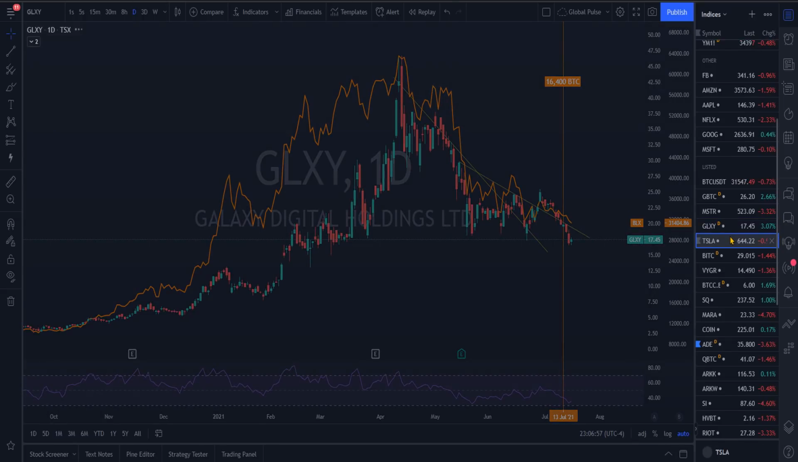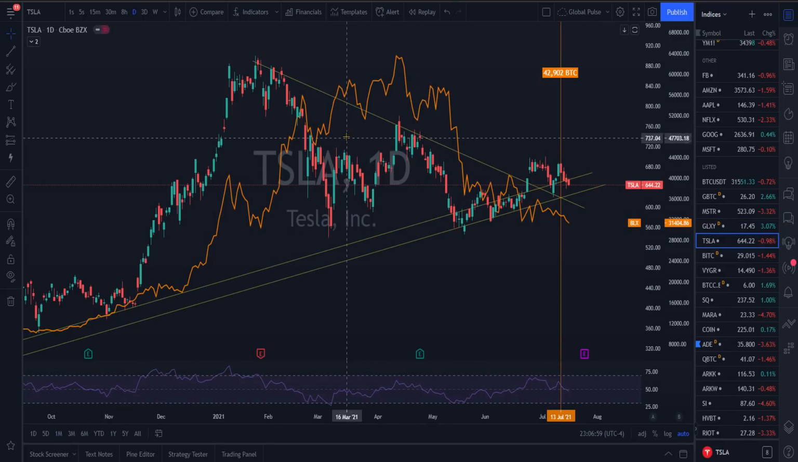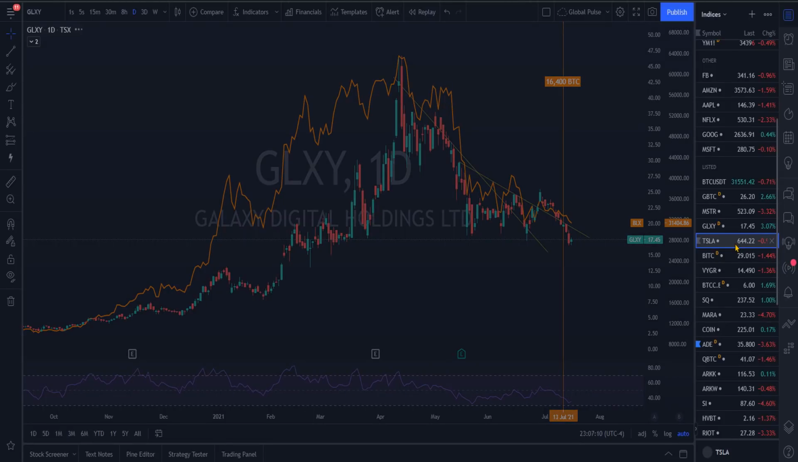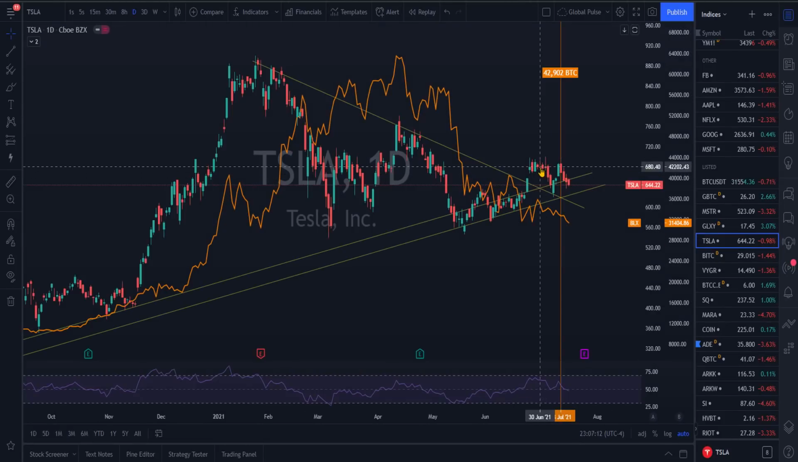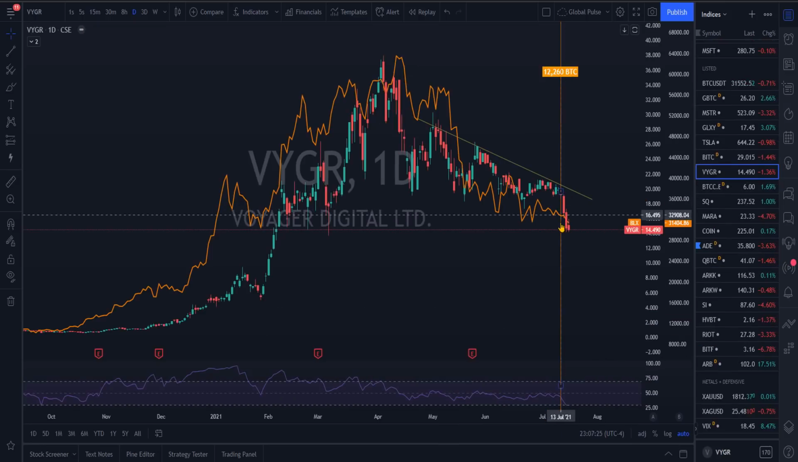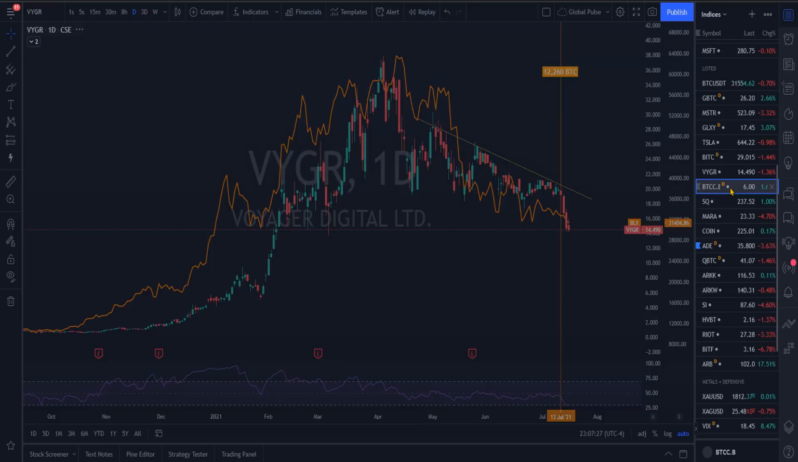Galaxy Digital has weakness. But these stocks are very, for example, Galaxy Digital, when the Bitcoin price recovers, these stocks will pump. Let's have a look at Tesla. Doing well in an uptrend. Let's have a look at coin shares, physical Bitcoin. It's hugging this resistance. Voyager Digital, got a bit of weakness in there, no doubt.